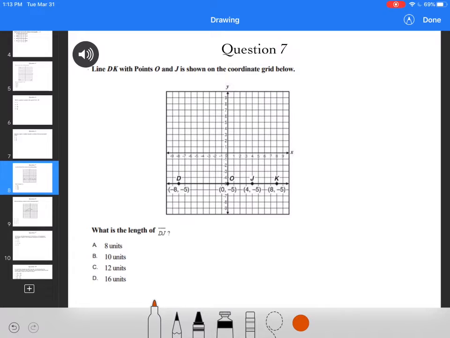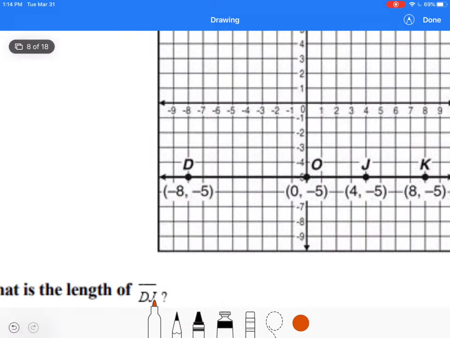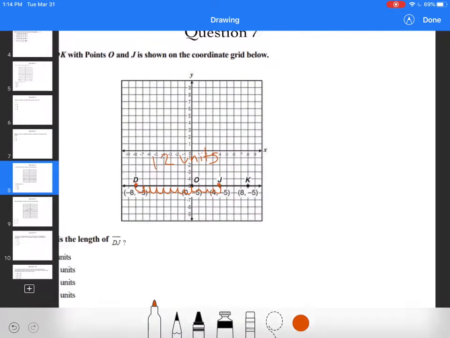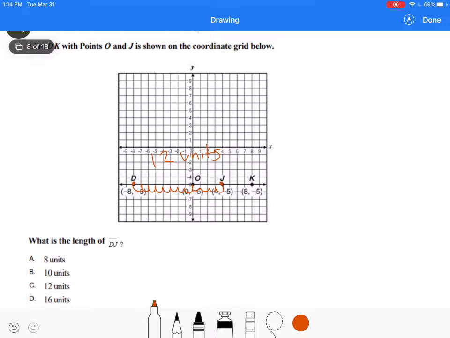All right, for this one it says, what is the length of line segment DJ? So it's really important that you don't get mixed up and accidentally find D to K. So I know I'm trying to get from -8 to +4 in the x. So I have 1, 2, 3, 4, 5, 6, 7, 8, 9, 10, 11, 12. So it's 12 units. Distance is always positive. So my answer should have been C.